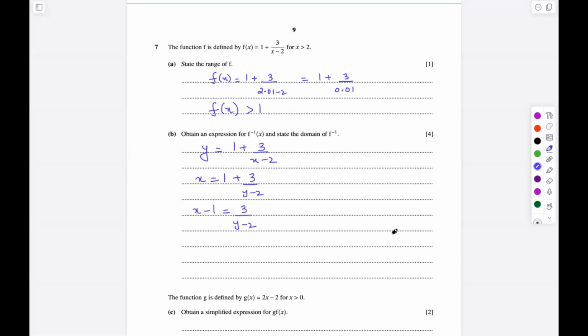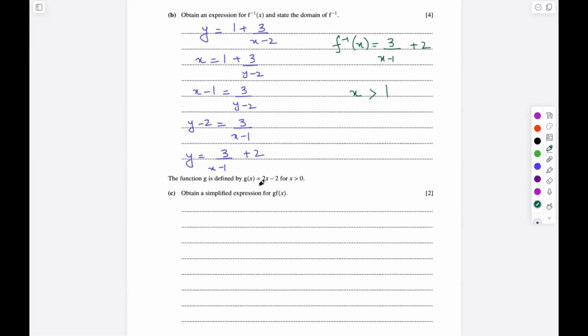Taking 1 to the left hand side, that will become x minus 1 is equal to 3 upon y minus 2. Now, there are two ways we can go about this. We can bring the y minus 2 to the other side, multiplying, and write it as 3 upon x minus 1, and then take 2 to the right hand side. So this will be 3 upon x minus 1 plus 2. What we could have also done was cross multiply and then make y the subject. It would have been correct in both cases. So f inverse of x is equal to 3 upon x minus 1 plus 2. And the domain of f inverse will be the same as the range of f of x, so the domain of f inverse will be x greater than 1.